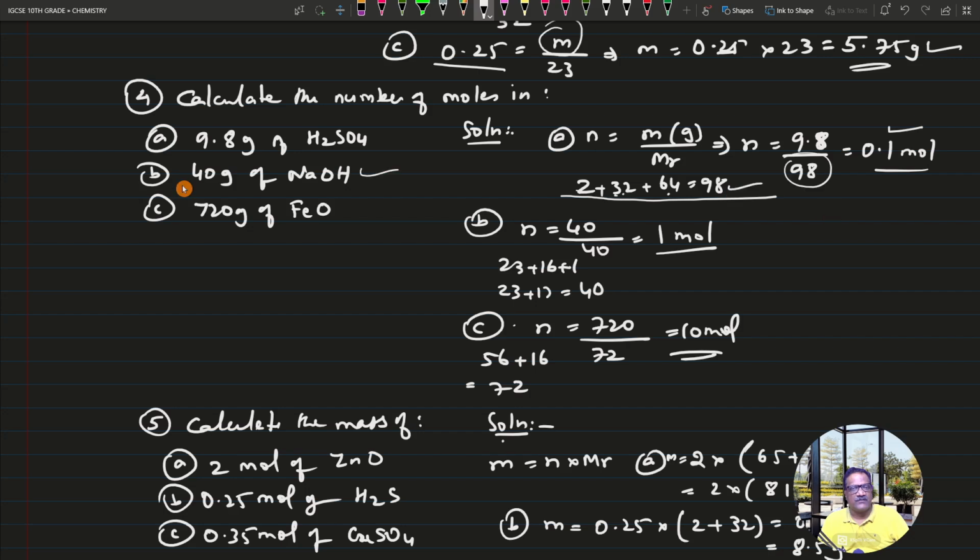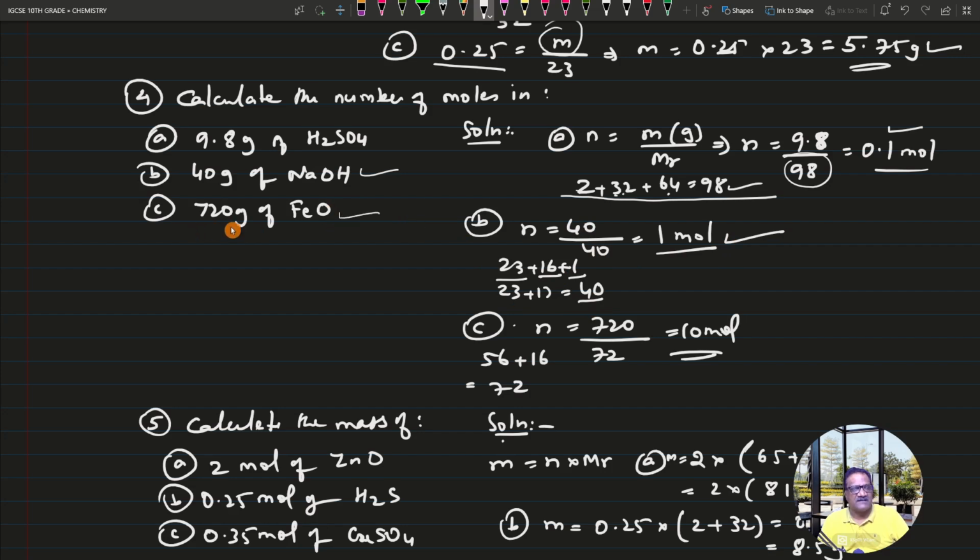The next one is 40 gram of NaOH. So n will be equal to 40 upon the Mr of NaOH, which will be again 40. So Na is 23, oxygen is 16 and H is 1. So 23 plus 16 plus 1 works out to 40. So 40 upon 40 will be 1. So 1 mole is the answer for this.